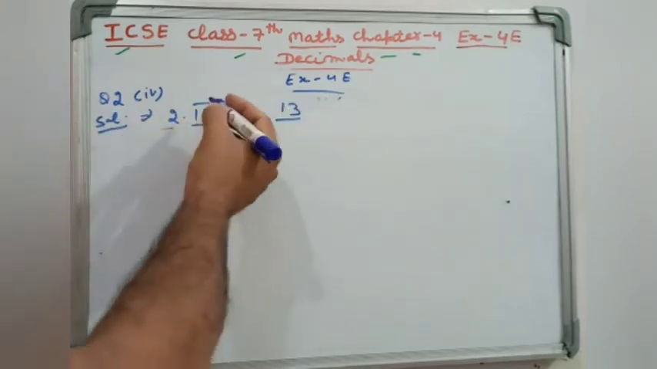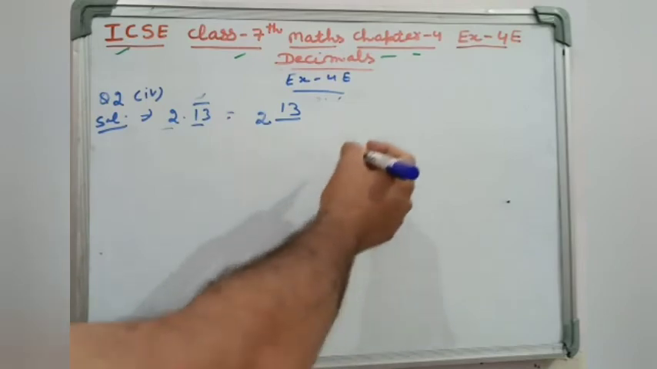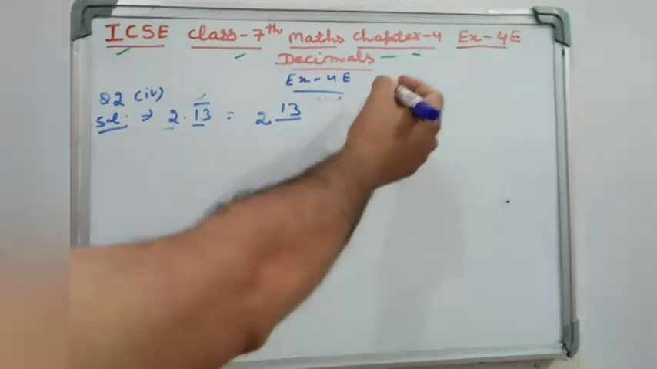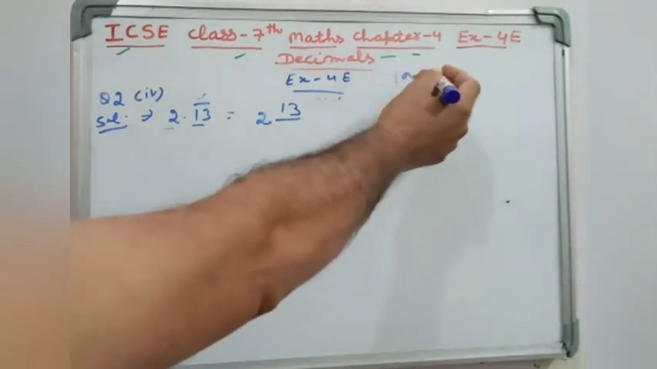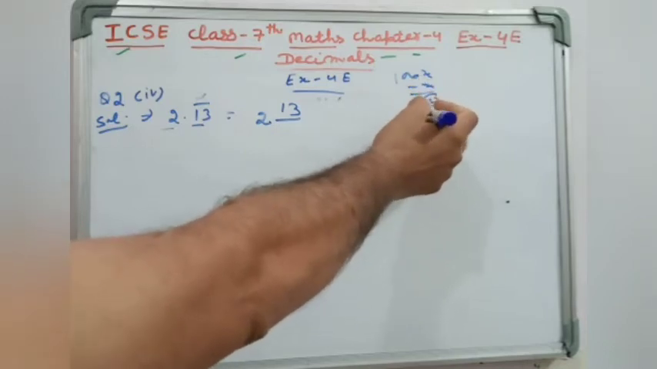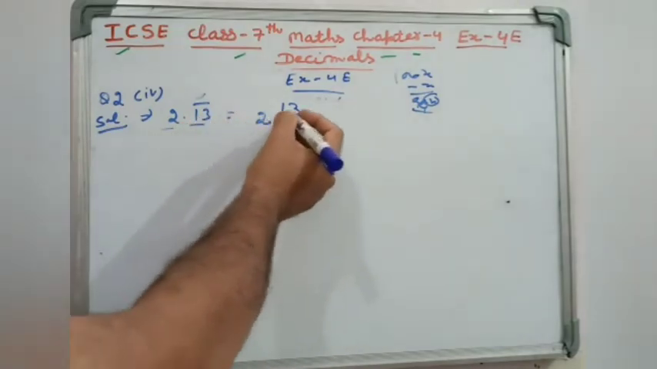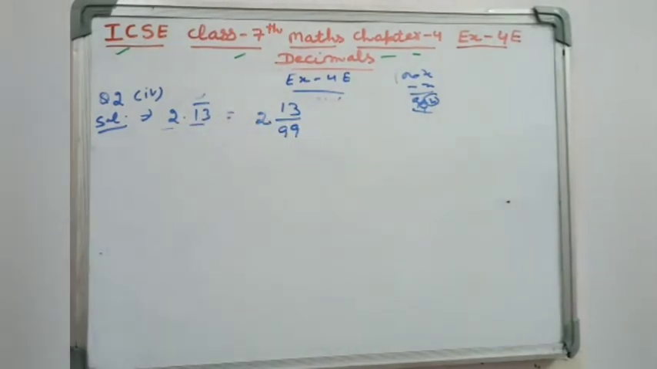How many digits are repeating? Only two are repeating. For two digits we use 100x minus x. What is it? 99, right? Just as we did in the last part. So for two digits we will write 99 here. So this will become our answer, 2 13 by 99. This is the shortcut answer. For two digits you can use 99.